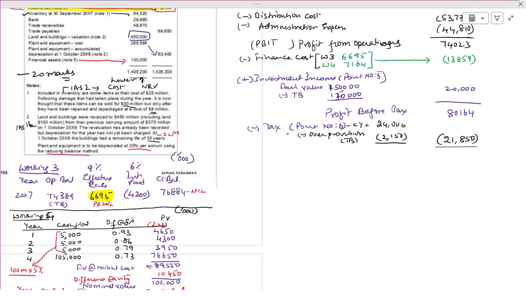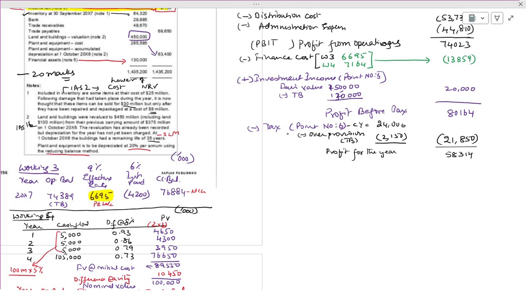Okay. Profit after tax. How much will you get? 58,314. Okay. Are you clear about this till now?